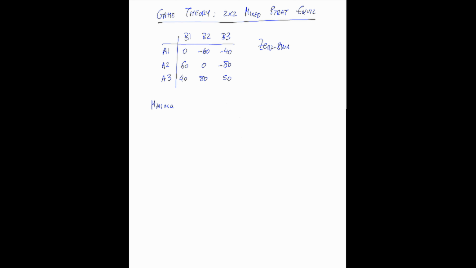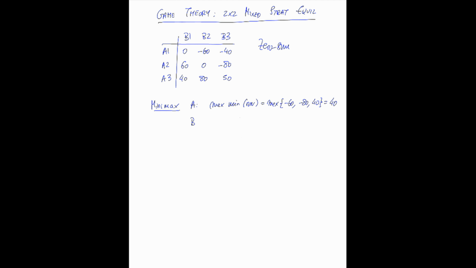The minimax, remember, for A, we take the maximum of the minimum on the rows of A. So in our case, for the first row, the minimum is minus 60, the second row is minus 80, and the third row is 40. And the biggest of these three is 40.